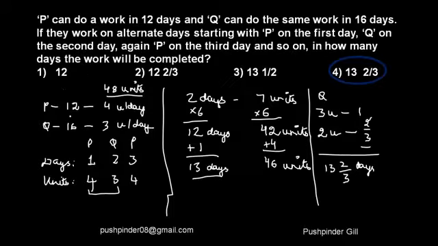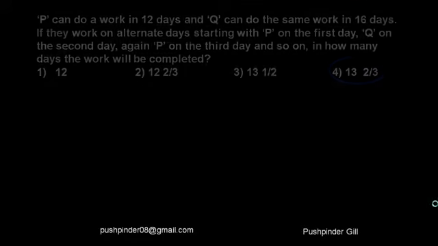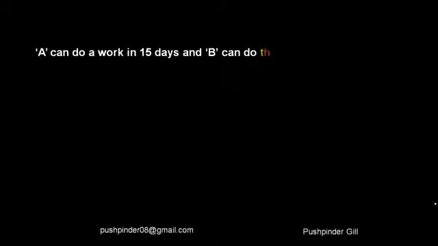Fine. Again, now we require 2 units. However, Q is going to finish 3 units that day. That means he'll be taking just 2/3 of the day to finish the job. So 13 days there, 2/3 day here, that means a total of 13 2 by 3 days, right? So I hope everyone understood. It was a good question, but if you had used unitary method, you would never get the answer. Fine. So let's see that.